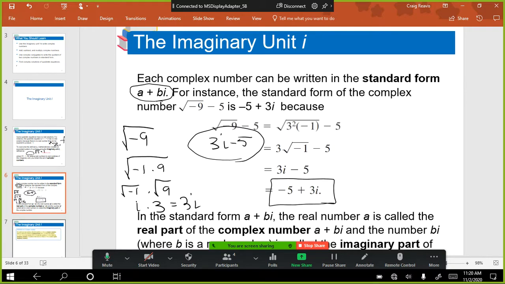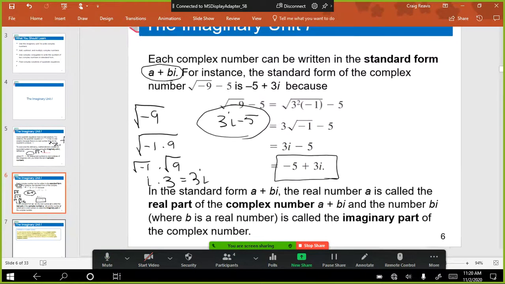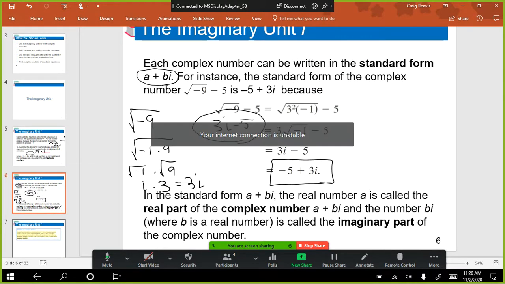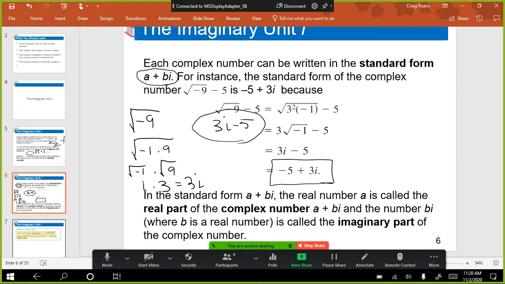And that's what it tells you right down there: the A is called the real part of the complex number A plus Bi, and the Bi, where the B is the real number, is called the imaginary part of the complex number. All right. So you could have these complex numbers. You could have just like you could have 5i, that's a complex number. It just doesn't have a real part.